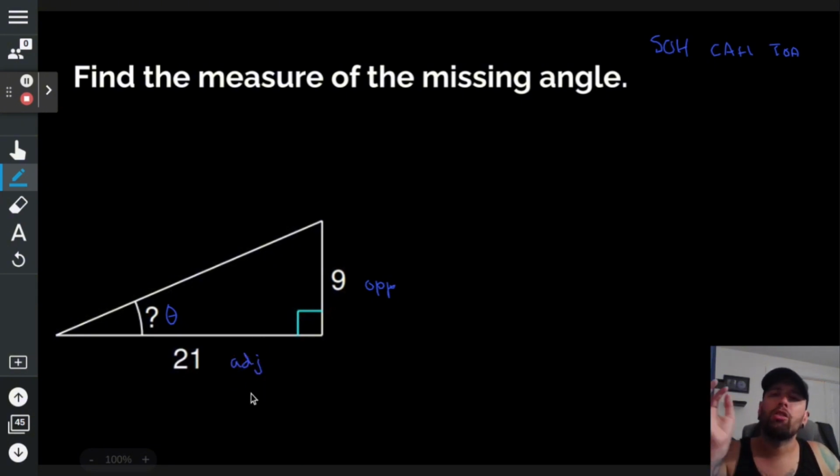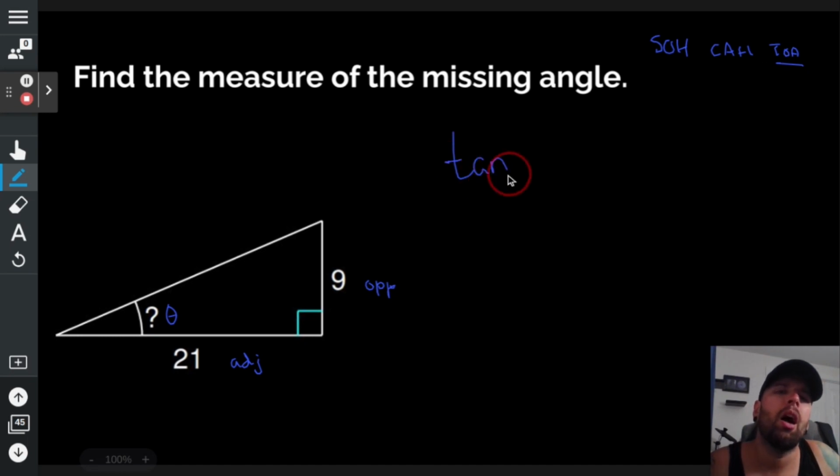Okay, so I need to figure out which trig function I'm going to use based off of the fact that I'm given the opposite side and the adjacent side. So I need the one with the O and A, and there you is. So I need tangent. So let's set it up. Tangent of theta is going to equal, leave myself some space, the opposite over the adjacent, 9 over 21.